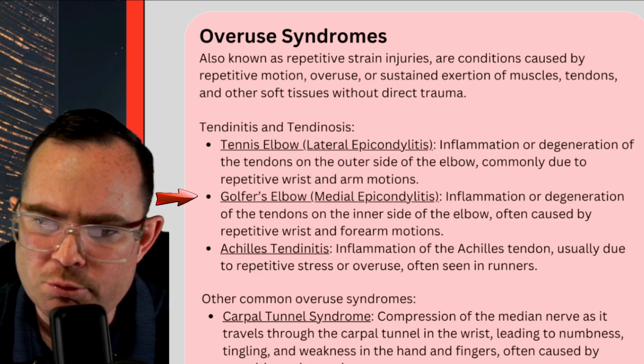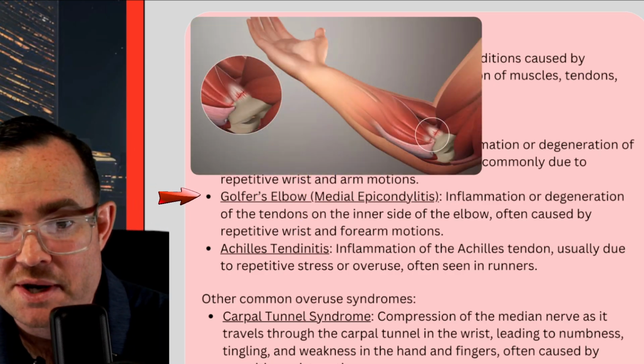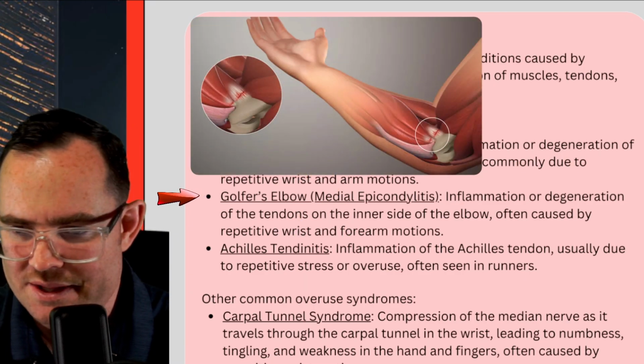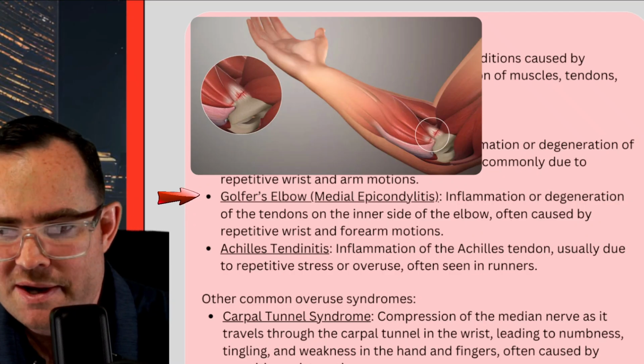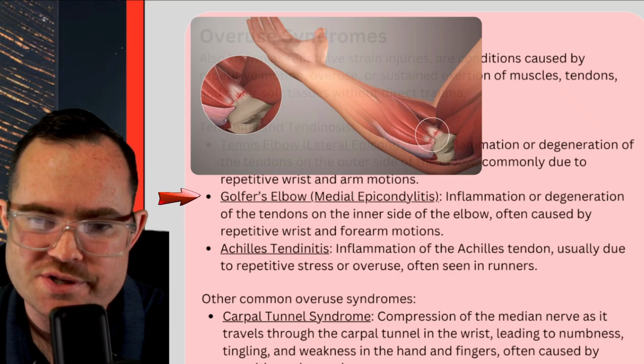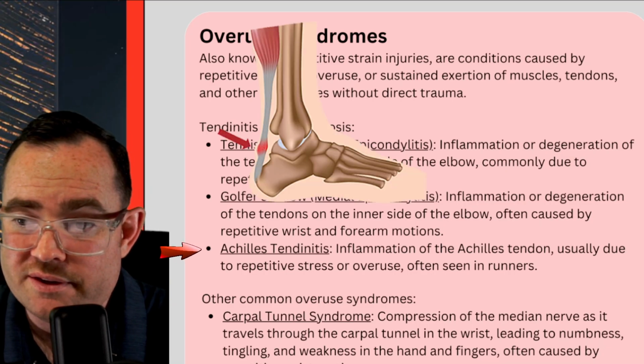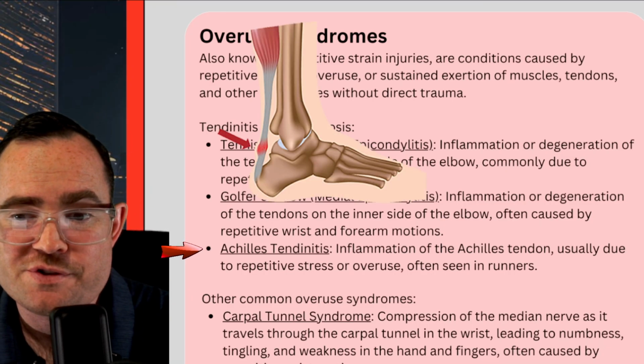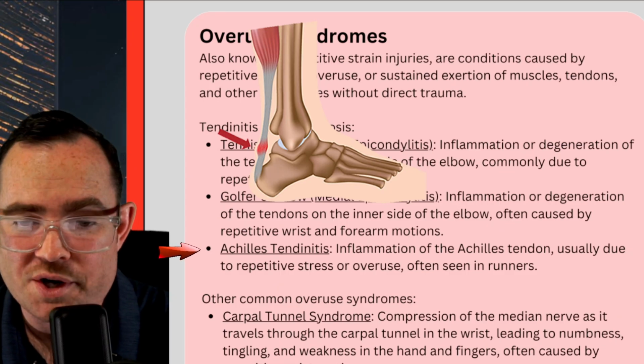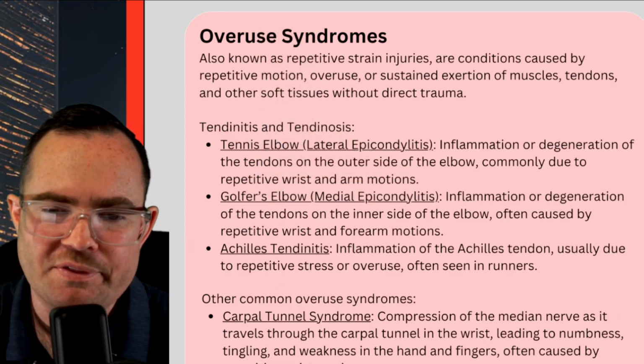Next, we got golfer's elbow. Inflammation and degeneration of the tendons of the inner side of the elbow, often caused by, again, repetitive wrist and forearm motions. Now we got Achilles tendonitis, inflammation of the Achilles tendon, usually due to repetitive stress or overuse, often seen in runners. I don't have to worry about that one.